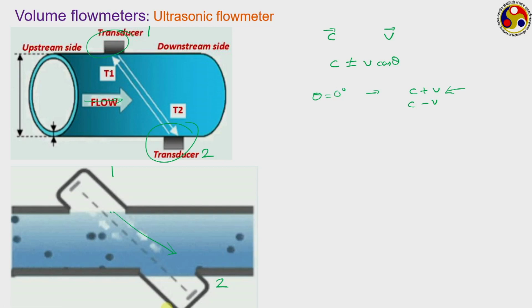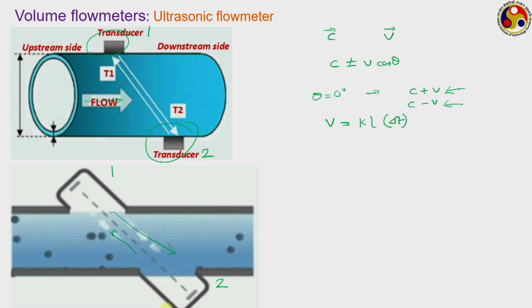Whereas, the wave which starts from 2 and goes to 1, that is this one, is moving opposite to the flow. So, its effective velocity will be c minus v, and so it will take more time to reach the other transducer, and from there we can get a measure of the effective flow velocity. Practically the velocity is rated as k into L into delta t, where k is some kind of coefficient related to the meter, L is the distance between the two transducers, that is the path that the wave has to travel, and delta t is the time difference between these two waves going from one transducer to the other.